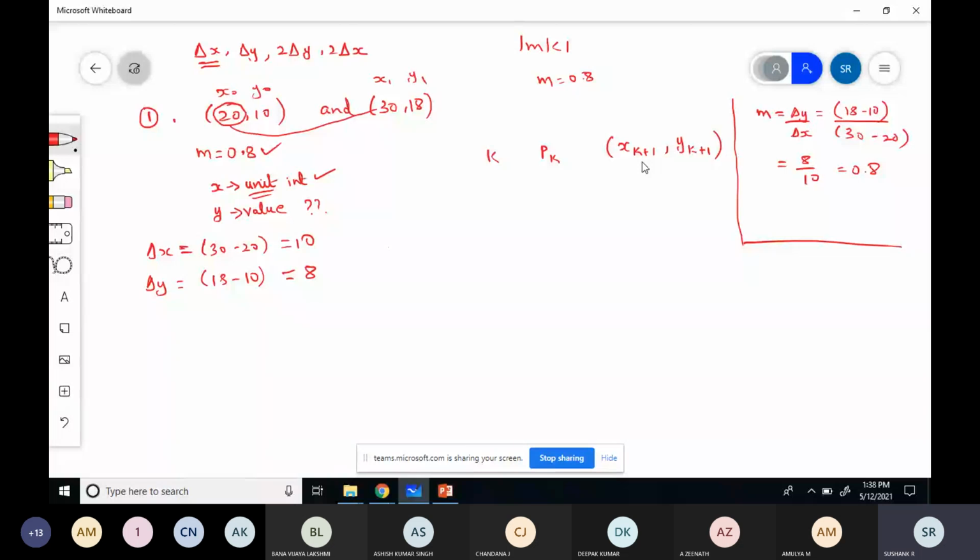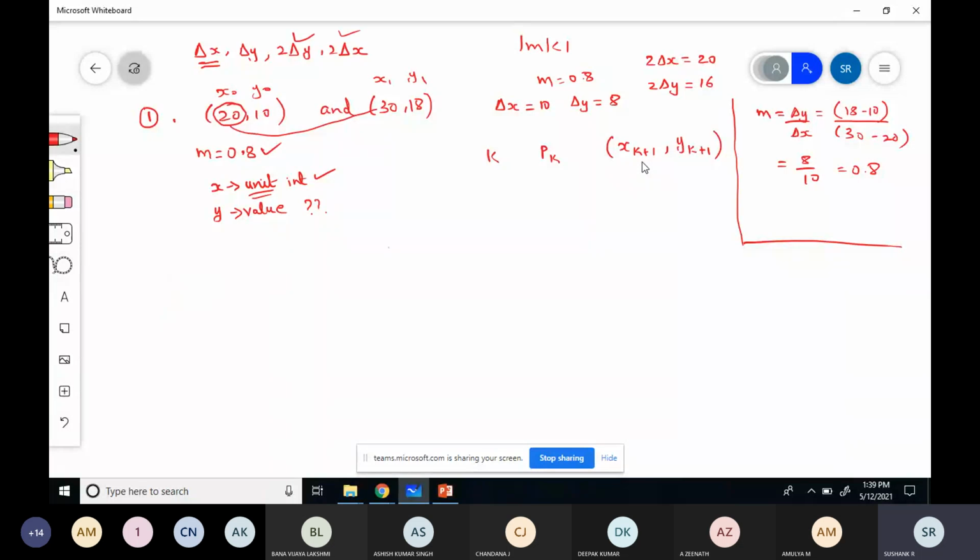So you know delta x, you know delta y. Delta x is 10, delta y is 8. Next, 2 times delta x is 2 into 10, which is 20. 2 times delta y is 2 into 8, which will be 16. This is how I got the values of delta x, delta y, 2 times delta y, and 2 times delta x.